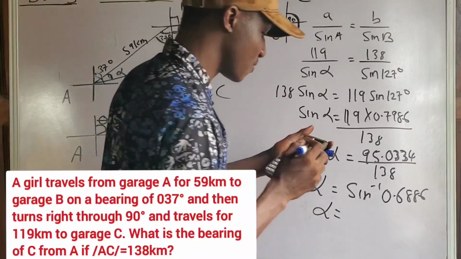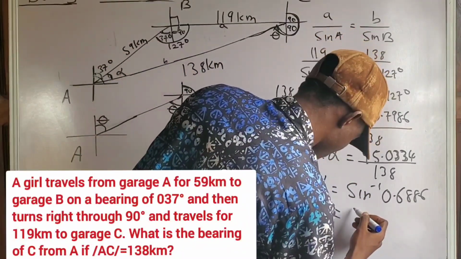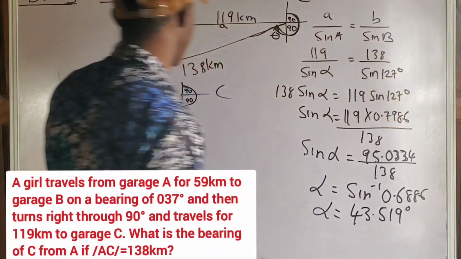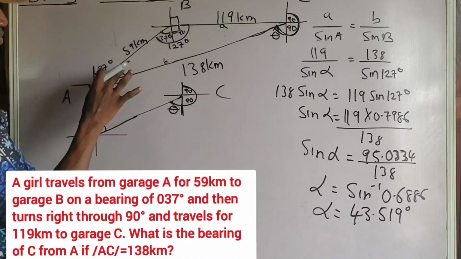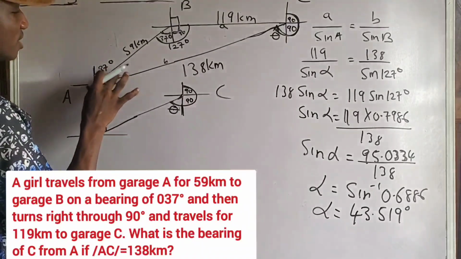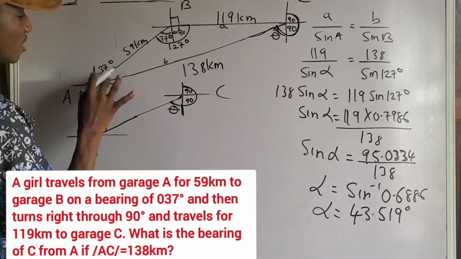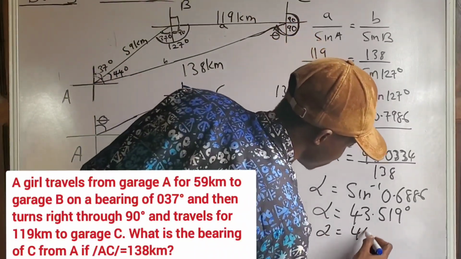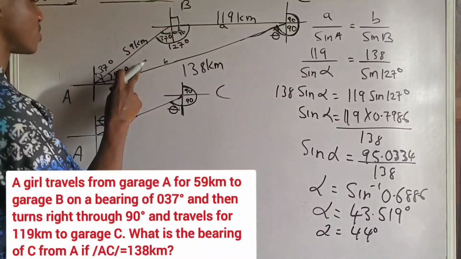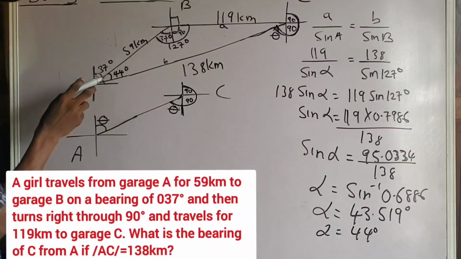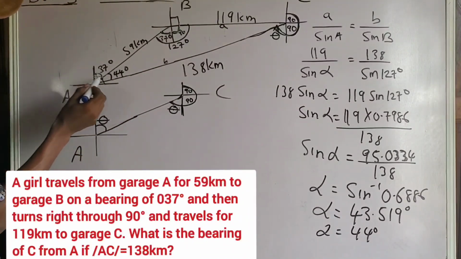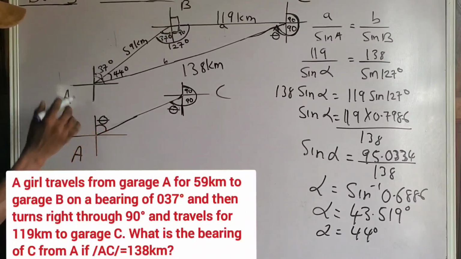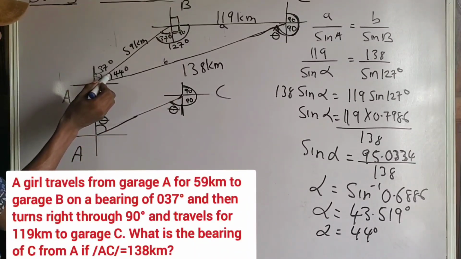That is 43.519 degree. Now this angle that you see here is 44 degree to the nearest degree. Alpha is equal to 44 degree. So this angle that you see here is 44 degree. Now listen to me carefully, if this angle is 44 degree, in fact this angle that you see here is 44 degree.